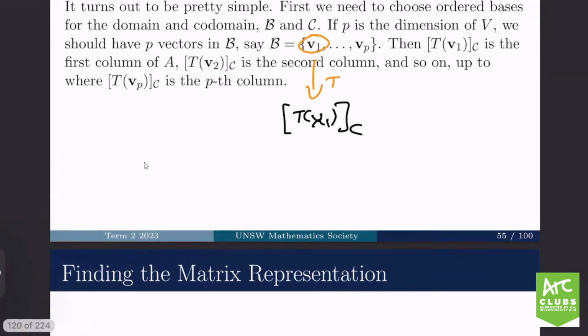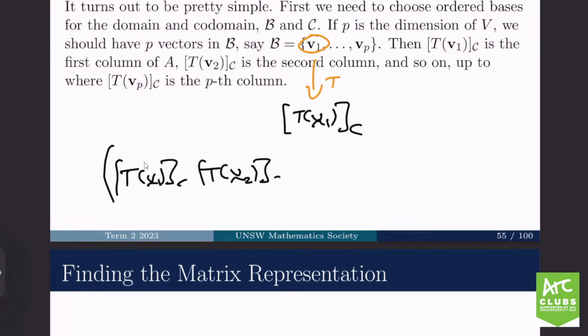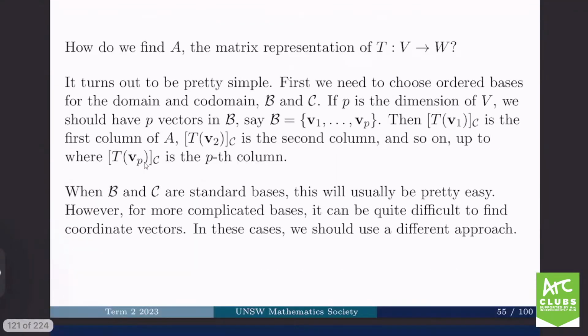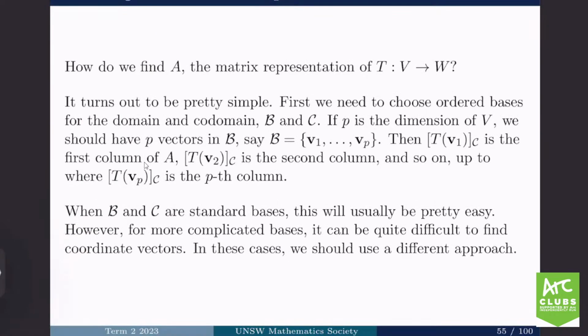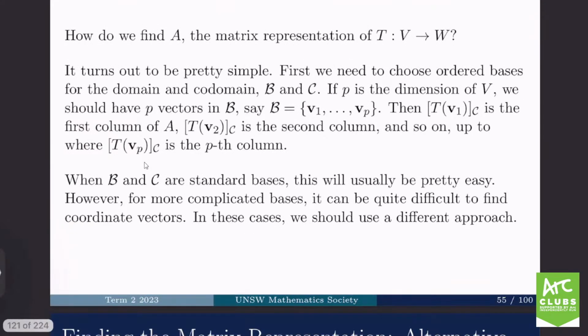All right. And then what we do is repeat that for every single vector in our basis B, and our matrix will just be all of these vectors, so all the images of the basis vectors written with respect to the basis C in the codomain. And that's just our matrix, okay? So this is a fairly straightforward process if our bases are the standard bases. However, for more complicated bases, it's a bit more difficult.